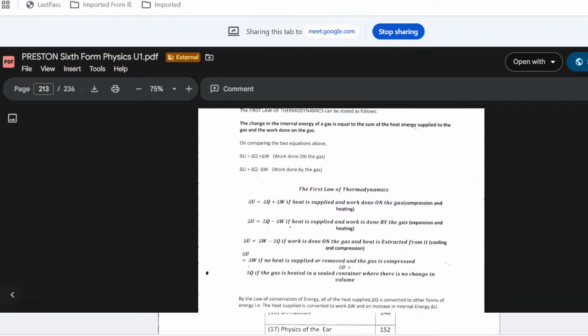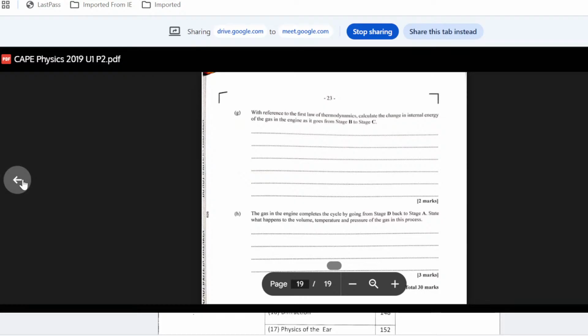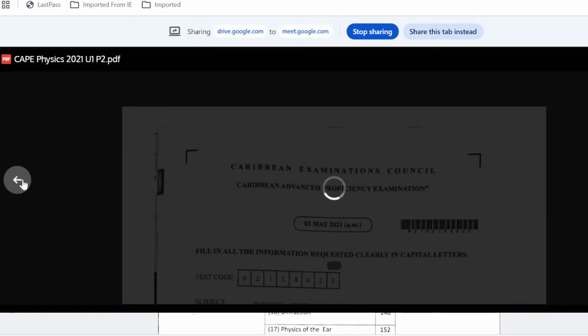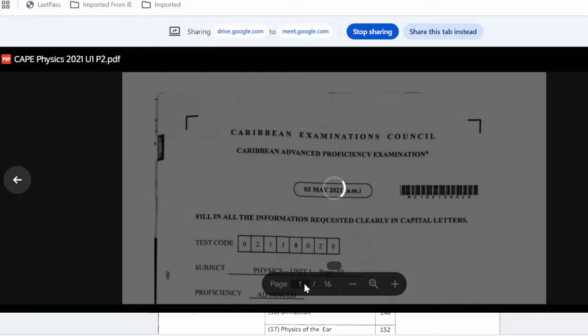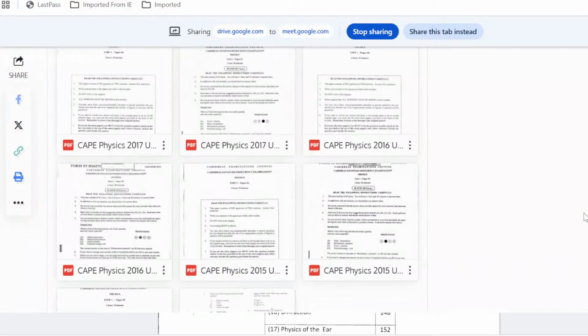Back to 2021. If I can open it, it's so long to open.